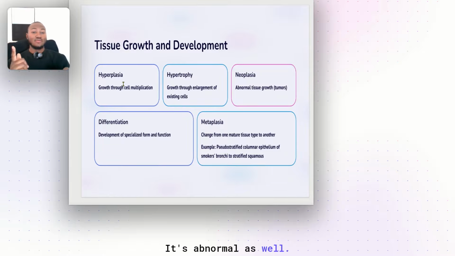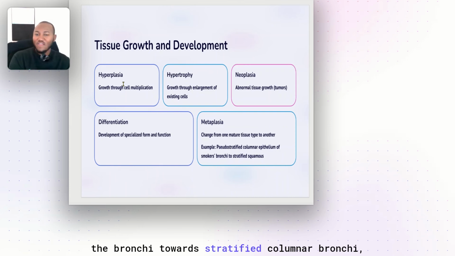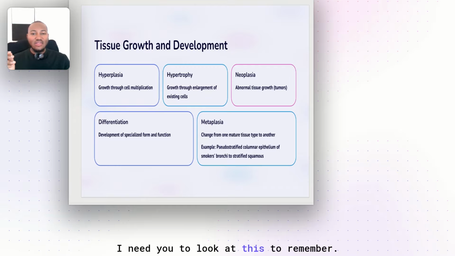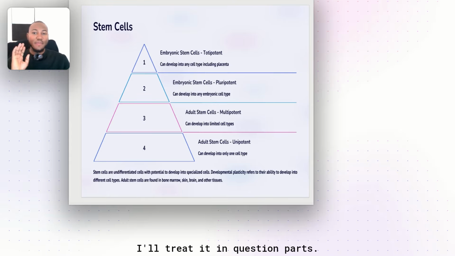It's abnormal as well. So smoking changes pseudostratified columnar epithelium of the bronchi to what? Stratified columnar, which becomes terrible. But neoplasia is abnormal growth, like a tumor, right? Now, I need you to look at this to remember. Okay, I'll treat it in question parts.